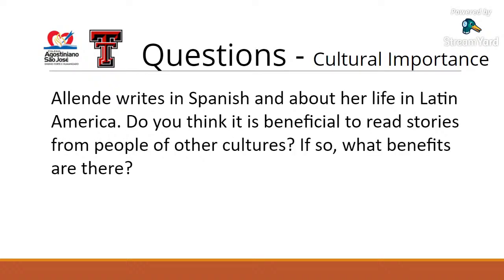Cultural importance. Allende writes in Spanish and about her life in Latin America. Do you think it's beneficial to read stories from people of other cultures? If so, what benefits are out there? We here in Brazil, or Brazilians, consume a lot of American stuff. So this question I think is more interesting for Americans, because Americans consume American stuff. They don't consume a lot of stuff from around the world.